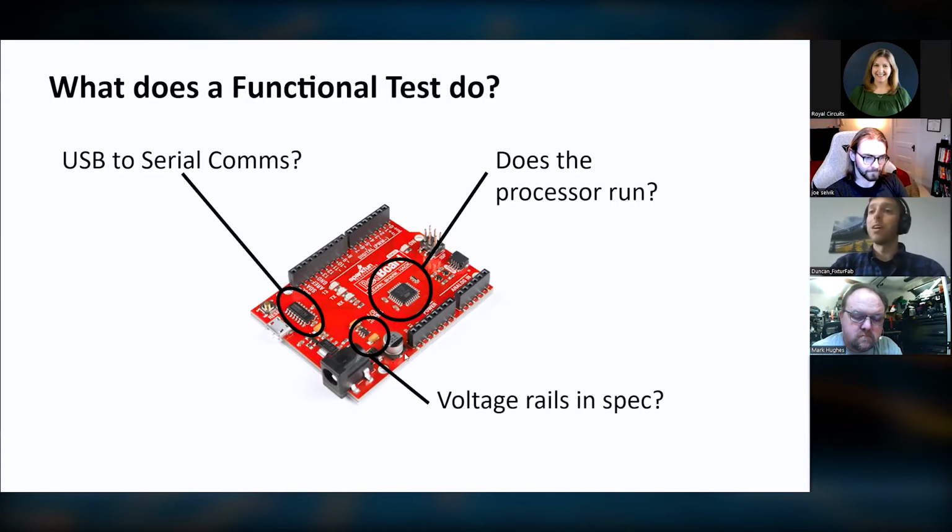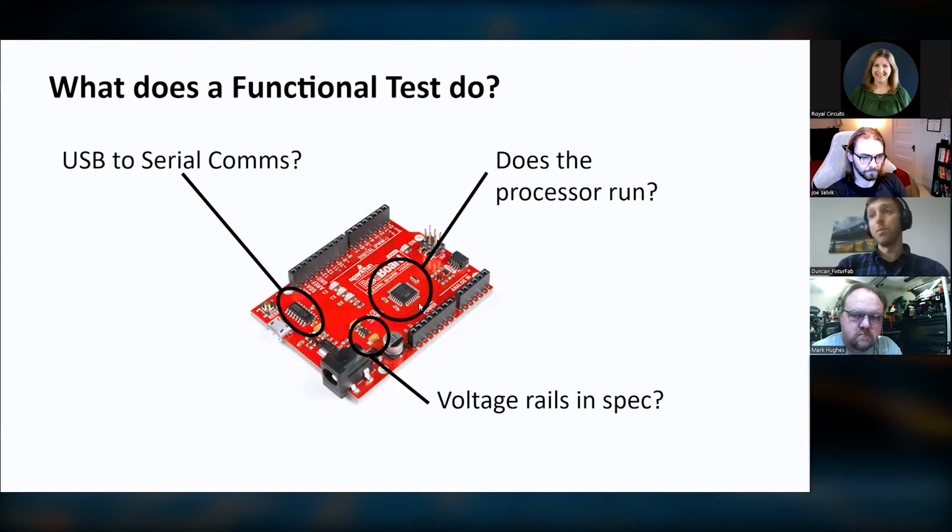First thing is, are the voltage rails in spec? This has a little voltage regulator, so it takes 5 volts in over USB or a barrel plug, and then it converts that down to 3.3 volts. So we'll want to make sure that both the 5-volt line is there as well as the 3.3 volt rail.